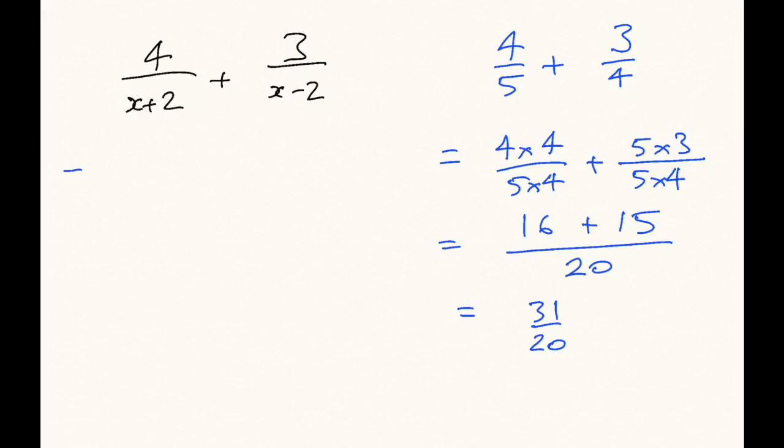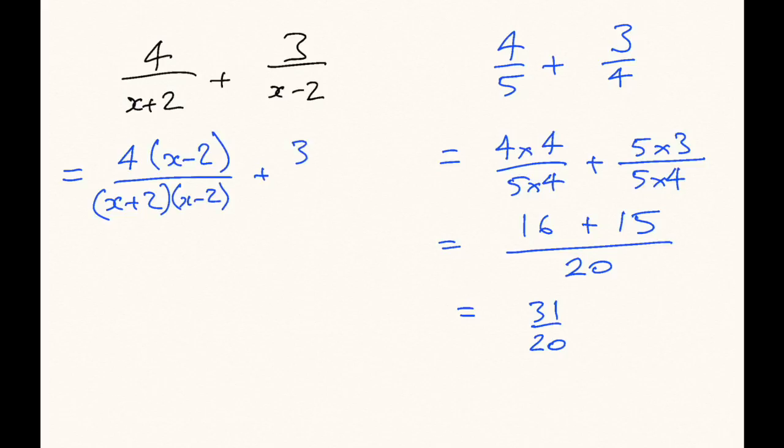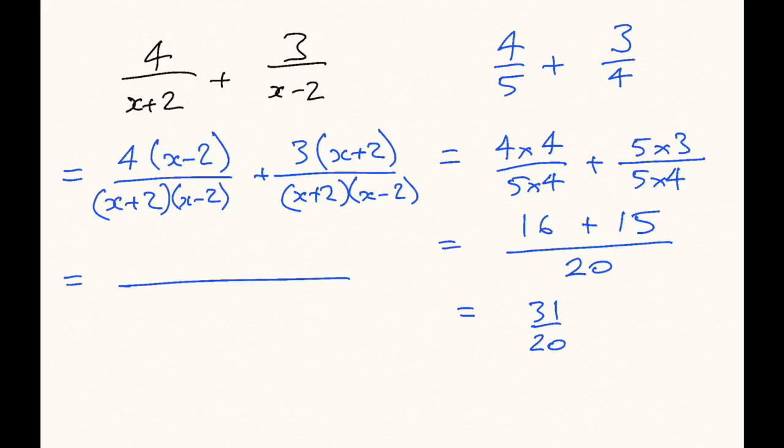The idea then on the algebraic fraction is you do exactly the same thing. So our first step is going to be to multiply x minus 2 over x plus 2, x minus 2, plus 3, x plus 2 over x plus 2. The order here doesn't matter because multiplication is commutative. So this gives us the common denominator of x plus 2, x minus 2.